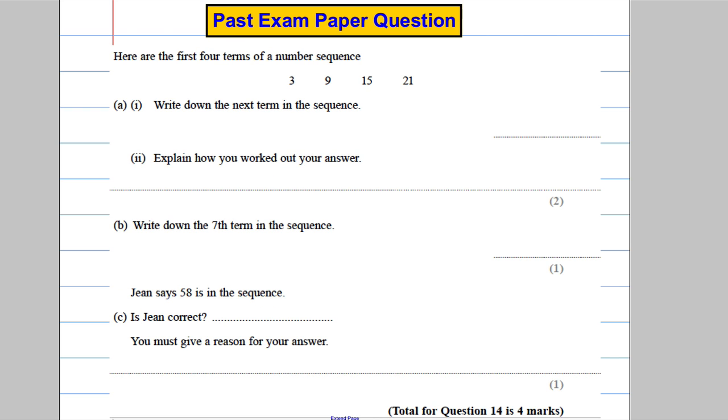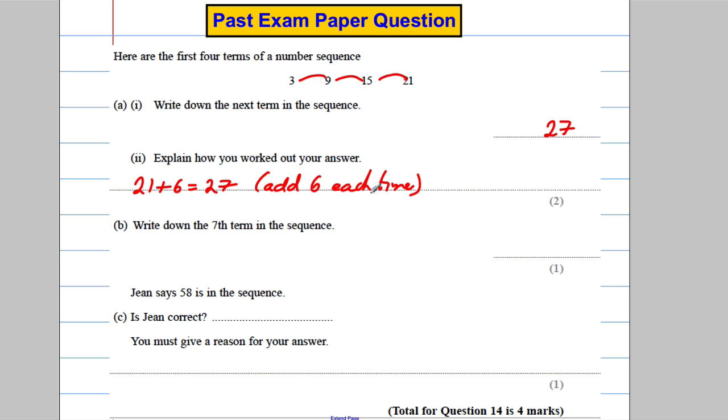Okay, here's the next question. Pause the video. I'll go through it in 5 seconds. Right, so here are the first 4 terms of a sequence. Write down the next term. You're going up in 6 each time, so the next term must be equal to 27. Explain how you worked out your answer. Well, 21 add 6 is equal to 27. You could say the rule is add 6 each time.